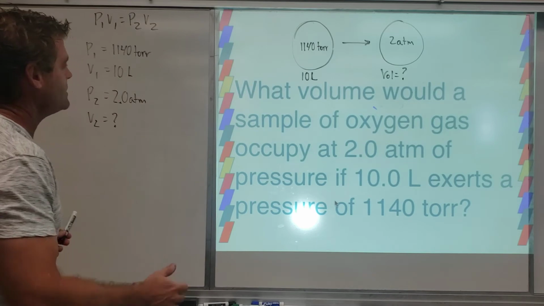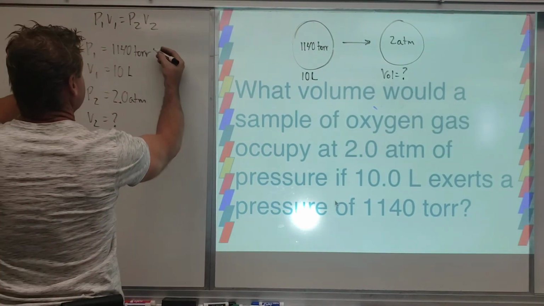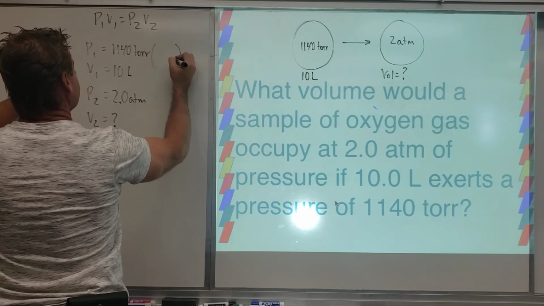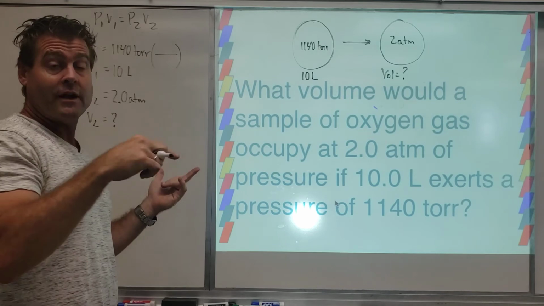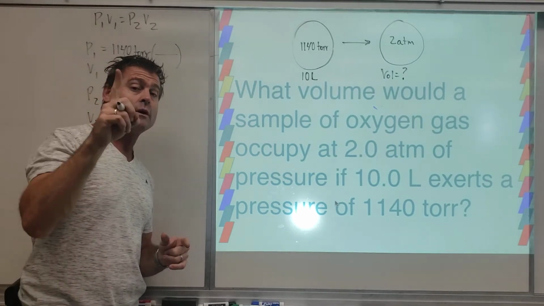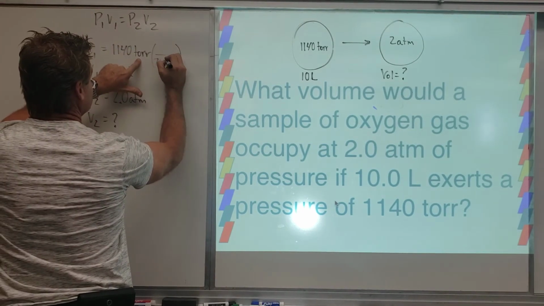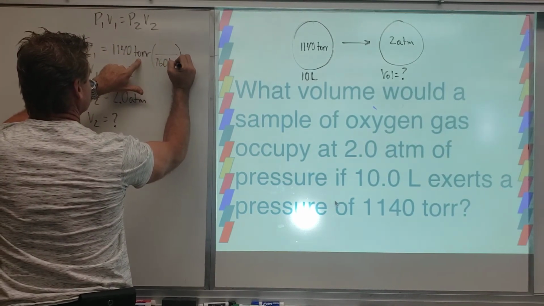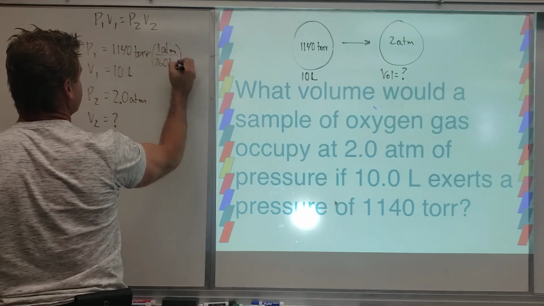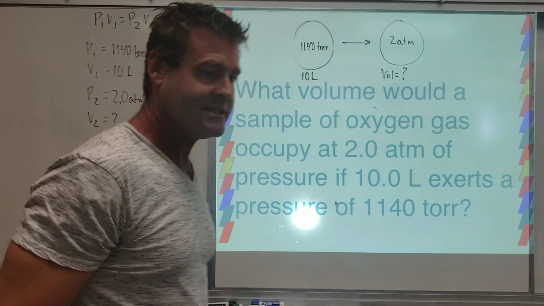You know what I always do? I always prefer to convert to ATM. I can do either one. What I would do is use a conversion factor. Remember our conversion factor, which we showed you in a previous slide: 760 torr is equal to 1 atmosphere. I have torr on top, so I'm going to put the 760 torr on the bottom and 1 atmosphere on top. Notice that torr cancel, and I'm left with atmosphere. So I'm going to go 1,140 divided by 760.